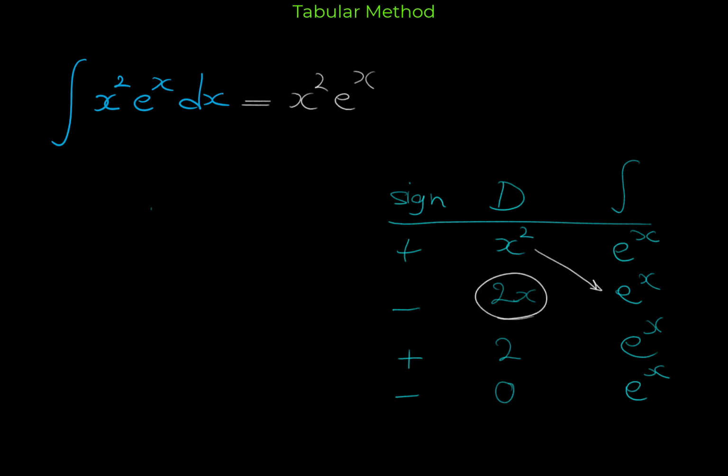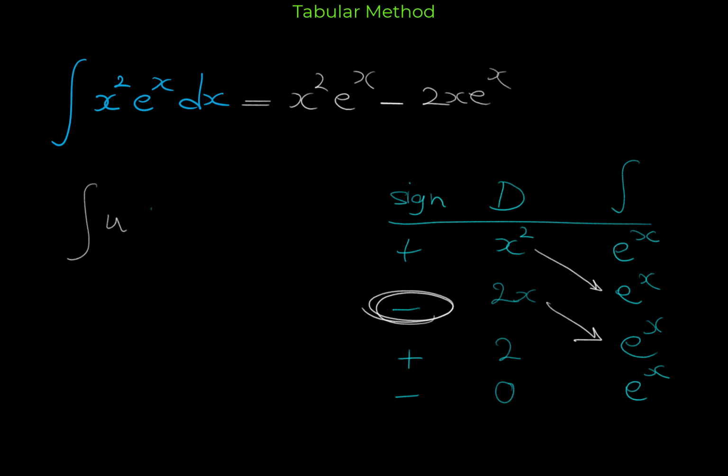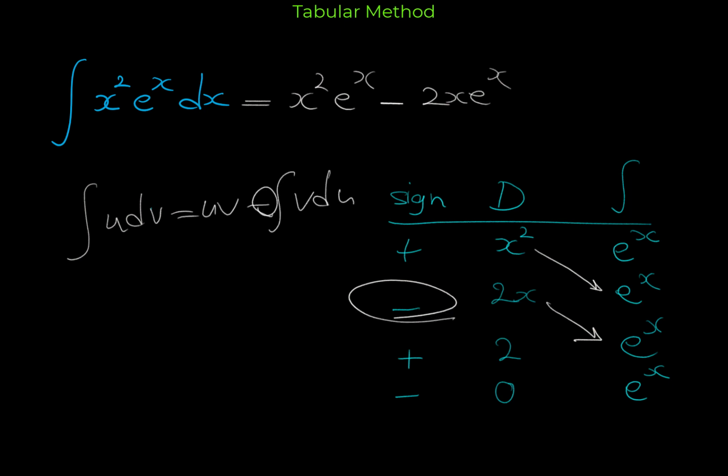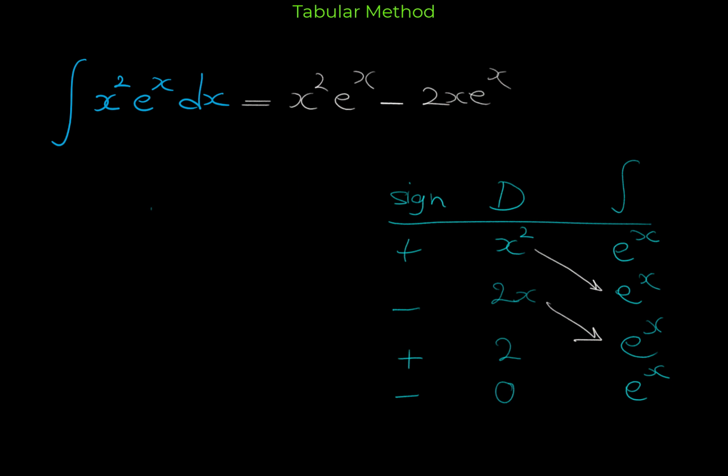For the next element 2x, this negative attaches to the 2x. So negative 2x times e to the x. So this multiplies by this: 2x e to the x. But negative, don't forget this negative. And this negative, let me explain where it comes from. Do you remember this formula? This negative is because of that formula. Basically, the tabular method is based on the integration by parts, but it's faster than the integration by parts. And finally, the last element is plus 2 times e to the x. So the answer is plus 2 e to the x plus c.